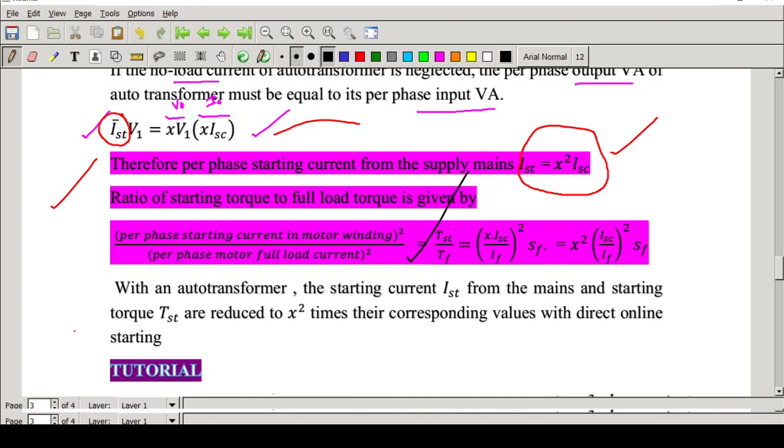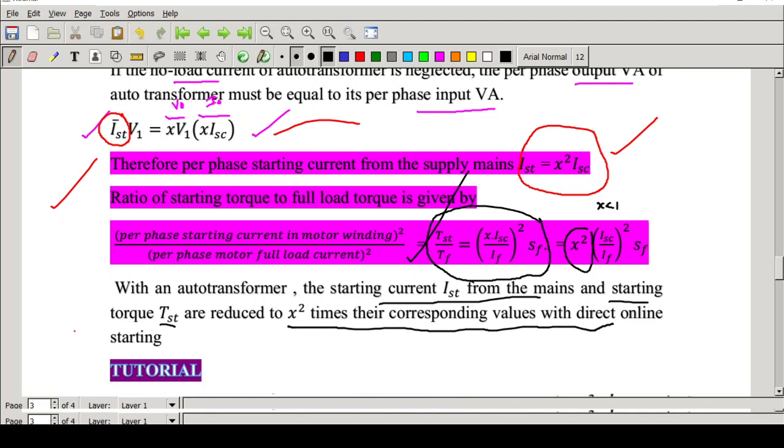So starting torque by full load torque is equal to X into ISC by IF the whole squared into SF squared, which means when compared to the direct online starting method, there is an additional X squared coming here. This X is less than 1, right? So that means the starting torque will be reduced. Okay, so by using an auto transformer, the starting current from the supply or from the mains, IST, and the starting torque both are reduced to X squared times their corresponding values with direct online starting. Okay, so that is a conclusion.